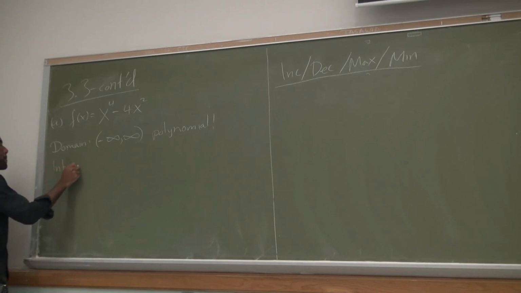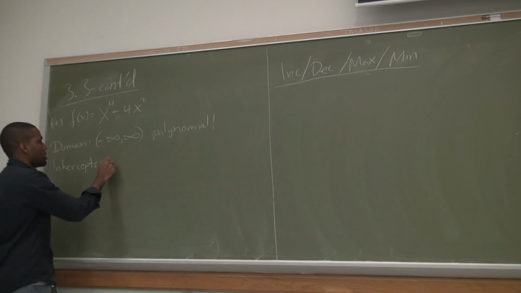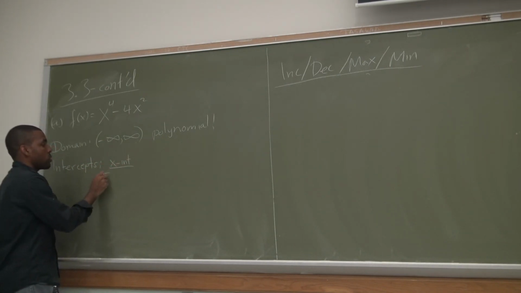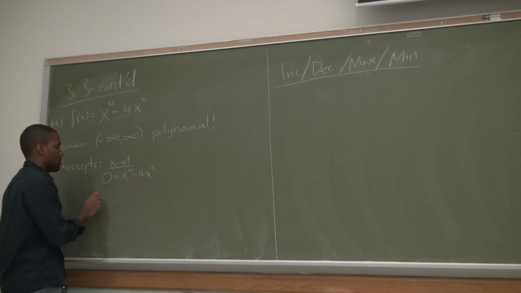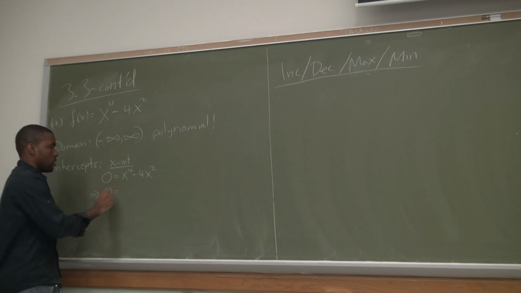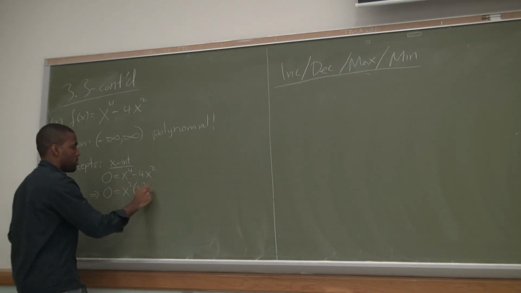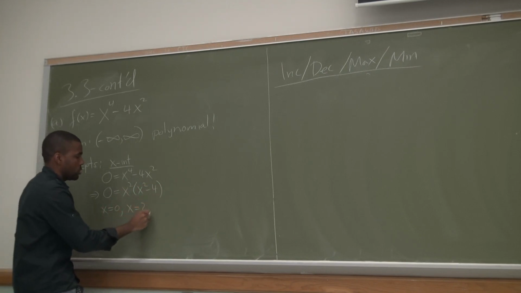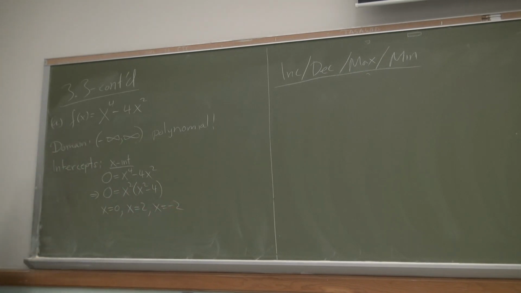Intercepts. Let's say I wanted to find the x-intercept. This means y equals 0, so 0 is equal to x to the 4th minus 4x squared. How do I solve that? Factor out x squared, times x squared minus 4. So you have x equals 0, or x equals 2, or x equals minus 2. Okay, so those would be the intercepts.